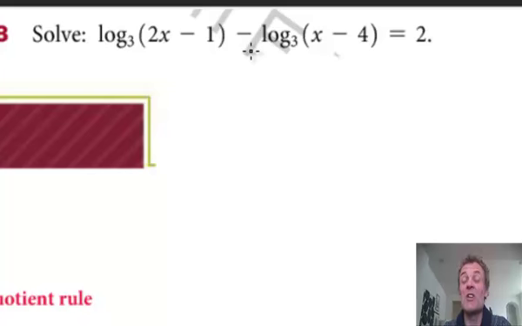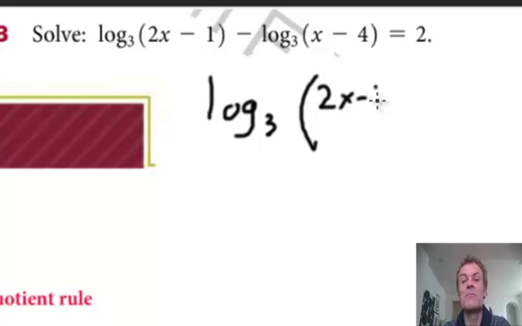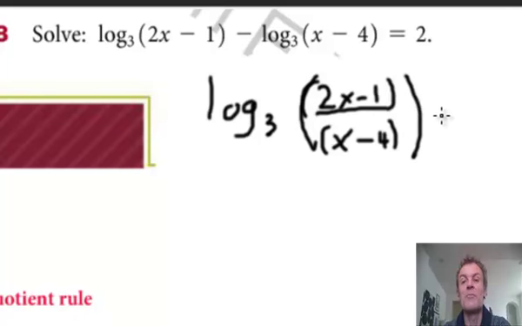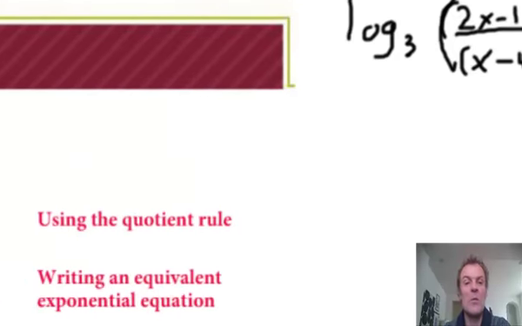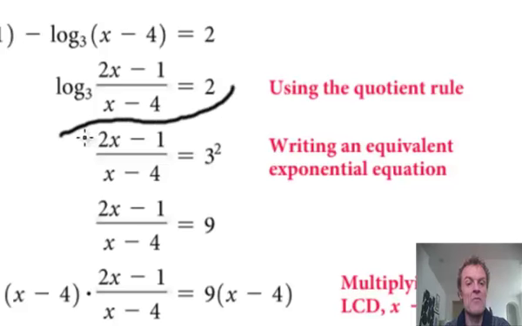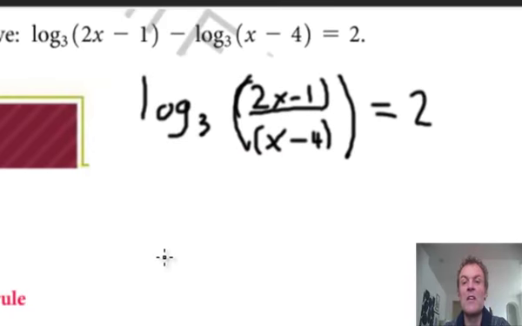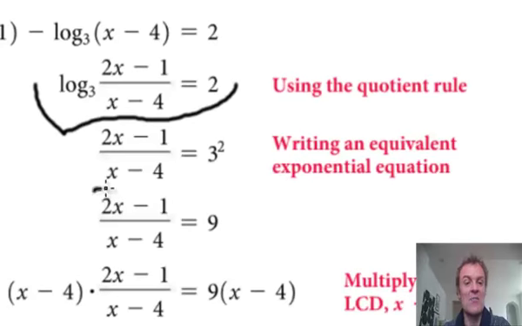Right, it's a subtraction. The quotient rule, as a single log to base 3, which is what this is. I'm going to write this as 2x minus 1 over x minus 4. Remember that? That's the quotient rule. And that equals 2. Again, if I change to exponential form, 3 to the power 2 will equal all this parenthesis. And there it is.